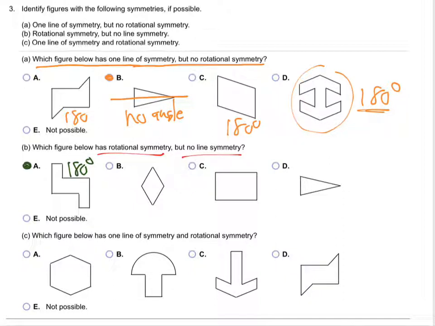There's no line you could fold that on. You might think, can't you just do it right through there? But this part would go down there, and this part would go up there, and it wouldn't look the same. So good job. It's A, because it has a 180 rotation, but it has no line. Whereas the other ones all have lines. That one has a couple of lines of symmetry that you could fold it on. This one has a couple of lines. That one has a line. All the rest have lines of symmetry. Good. And then how about part C? Which figure has one line and it does have rotational symmetry? One line and rotational.